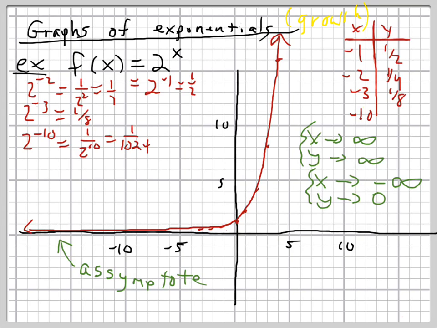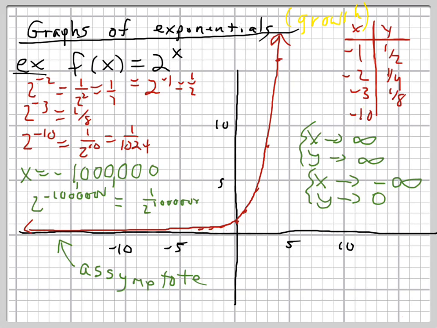And in theory, this never touches the x-axis. Even when x is negative 1 million, I'm going to have 2 to the negative 1 millionth power. And that's going to be 1 over 2 to the millionth power. I don't know what that number is. It's going to be 1 over an extremely big number. It's going to be very, very small, very close to 0, but theoretically it's not 0, is it? No, it's not. So this is the graph of y equals 2 to the x power.